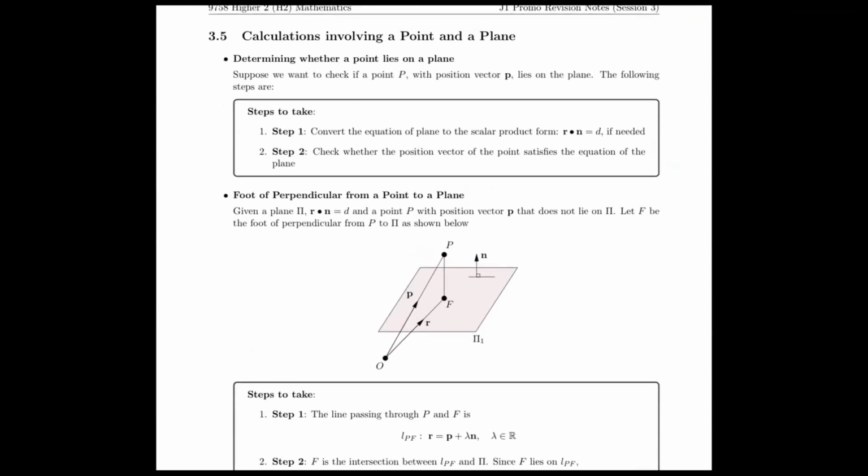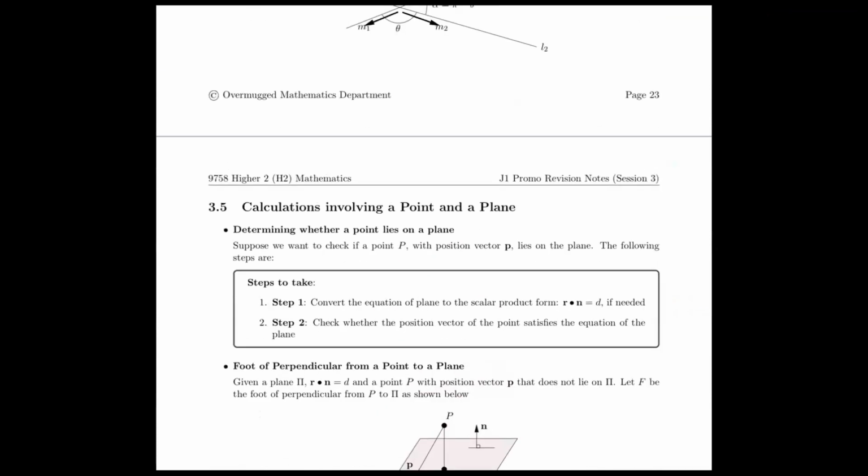Calculations involving a point and a plane. So I believe here we have a few different types. Determining whether a point lies on a plane. Same thing as a line. To determine whether a point lies on a plane, sub the point into the plane, verify that every row gives the same d value. Make sure the dot product gives the d value. You get what I'm trying to say?